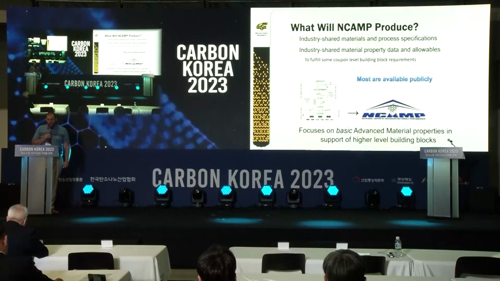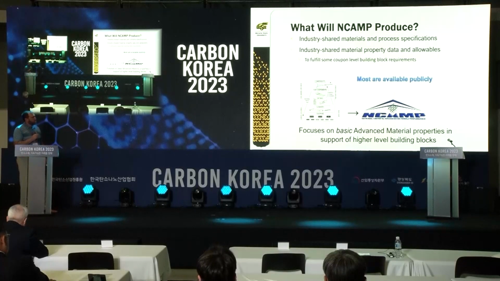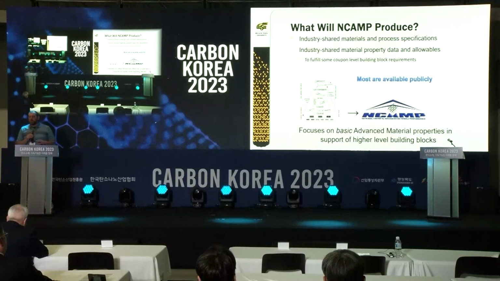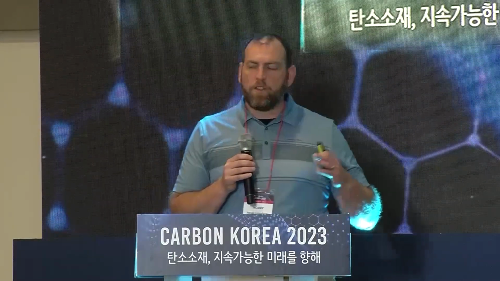So starting out, what does NCAMP really produce? Well, we produce the shared material and process specifications, and that's very important. So you can have all of this data. You can then take all of that data and do designing of parts, but if that data is not controlled all the way back to the materials that created that material as a whole, then you don't have a controlled system.